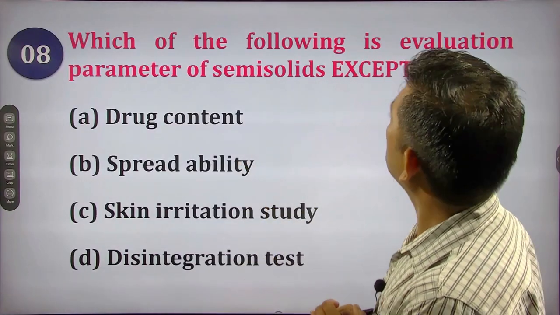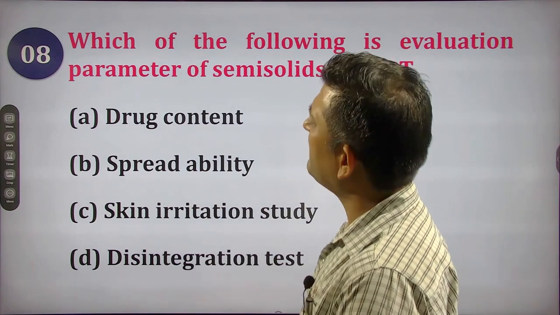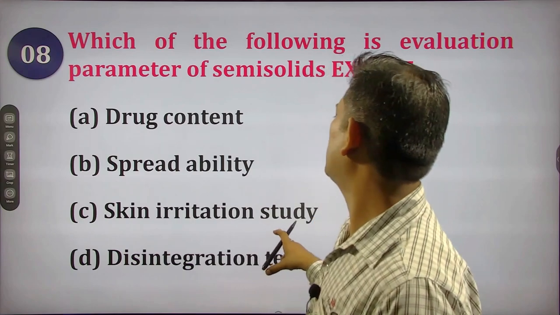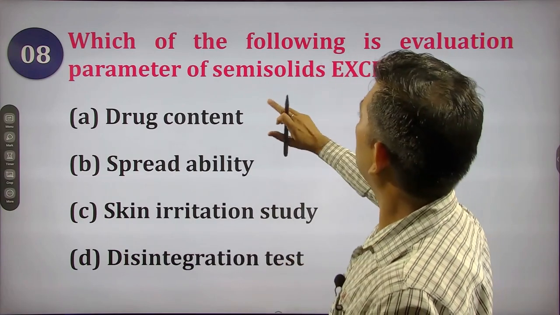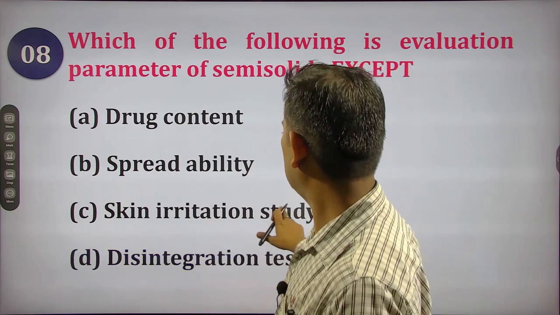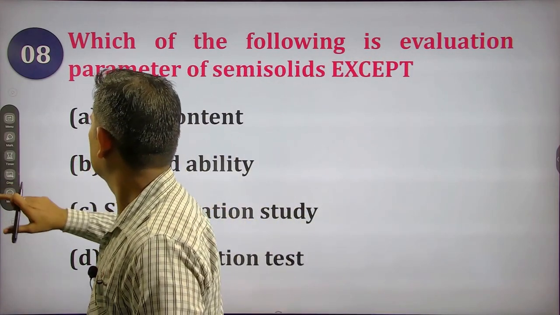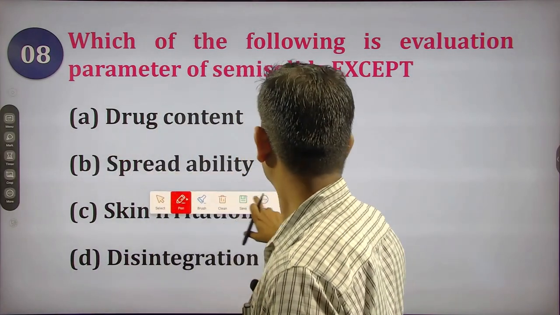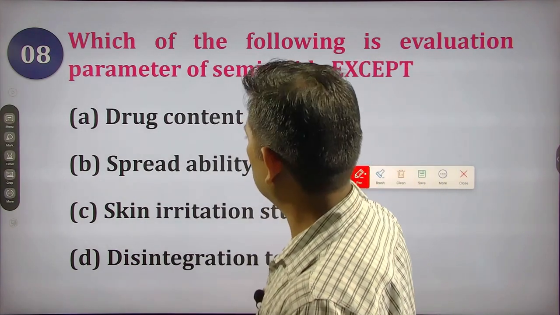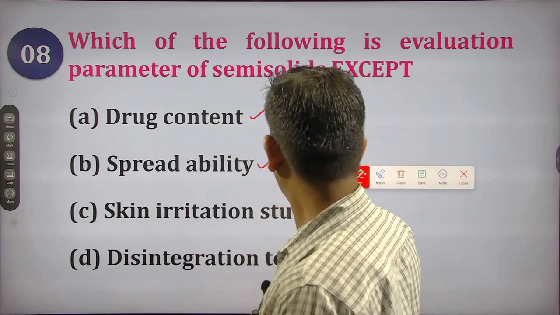Next question: which of the following is an evaluation parameter of semi-solids, except? In semi-solid preparations we check a number of parameters, but the major one is the skin irritation test. Which of the following is not an evaluation parameter? Drug content is an evaluation parameter. Spreadability is an evaluation parameter. Skin irritation study is also an evaluation parameter.